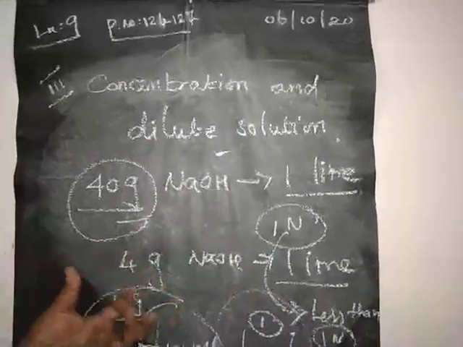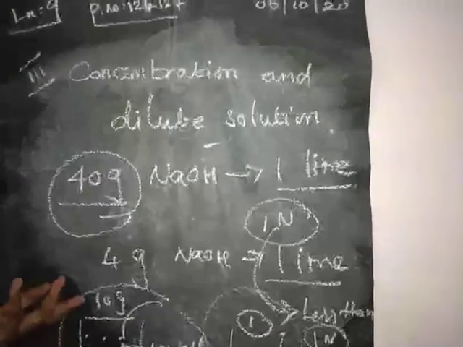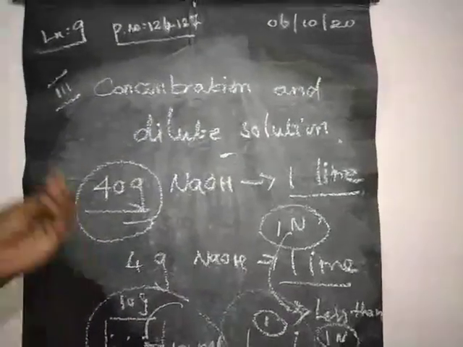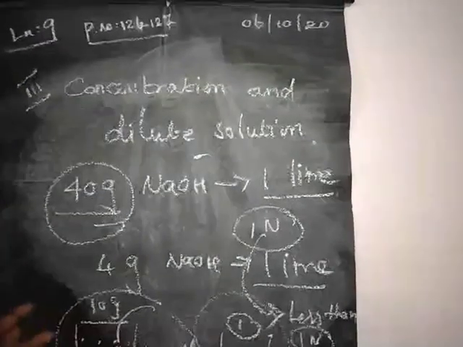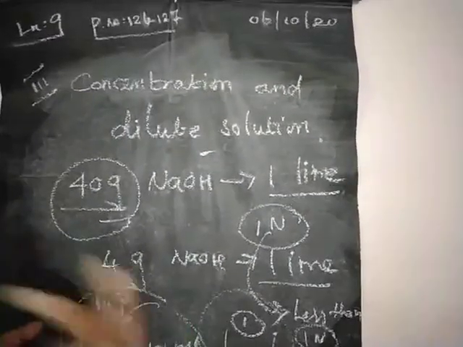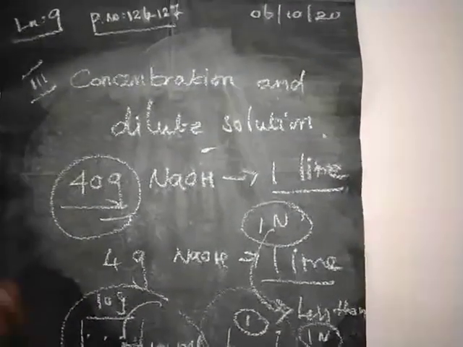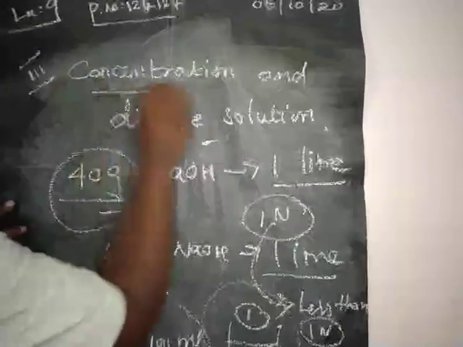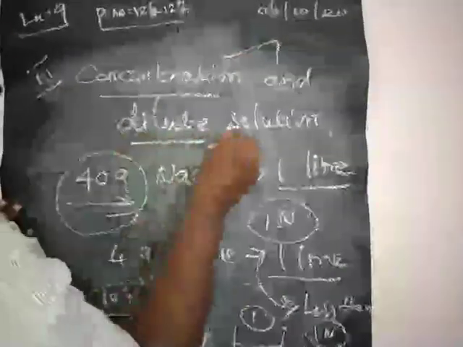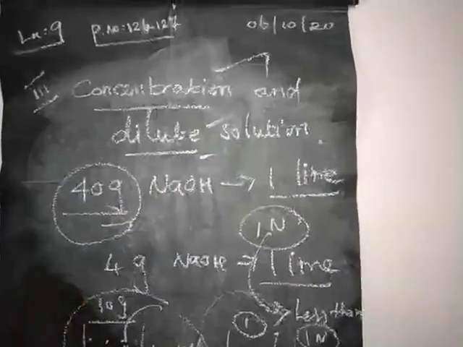For a simple example from day-to-day life, we see this in our home also. We prepare tea or coffee. Sometimes one cup of tea has excess sugar, and another cup has less sugar. How can we identify which one is concentrated and which is dilute? Based on the taste. The solution that gives more taste we call concentrated, and the solution that gives less taste is called dilute.